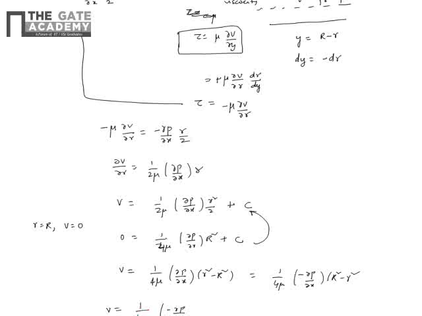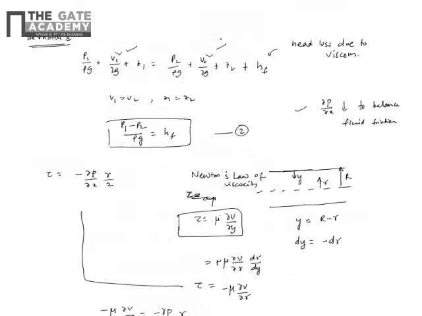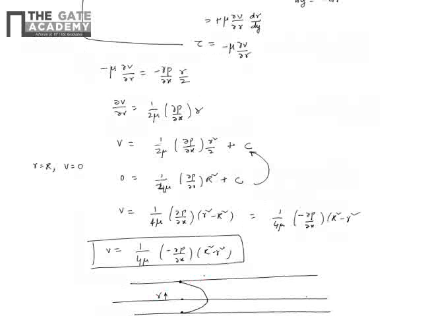So what does this tell us? This tells us that the velocity distribution is parabolic. If I plot the velocity distribution, at the center line, at r equal to 0, the velocity is maximum, and at r equal to capital R it is 0. So it varies something like this. This is the distribution of velocity with radius. It doesn't vary with x, which is what we have assumed in deriving this, because the area of cross section is constant, but it varies with r. So this is your velocity distribution.